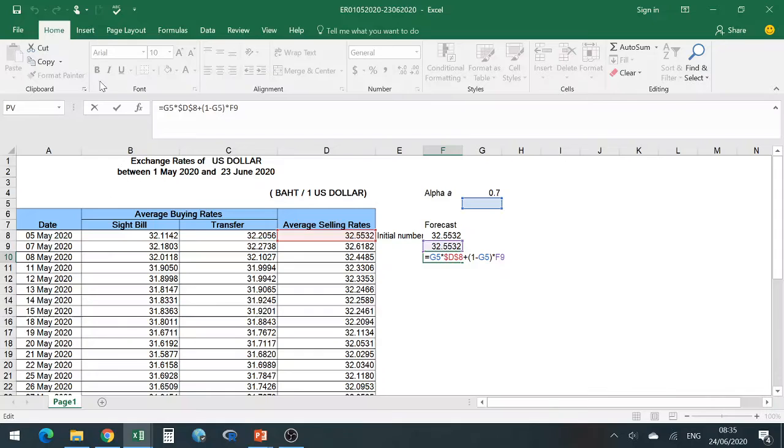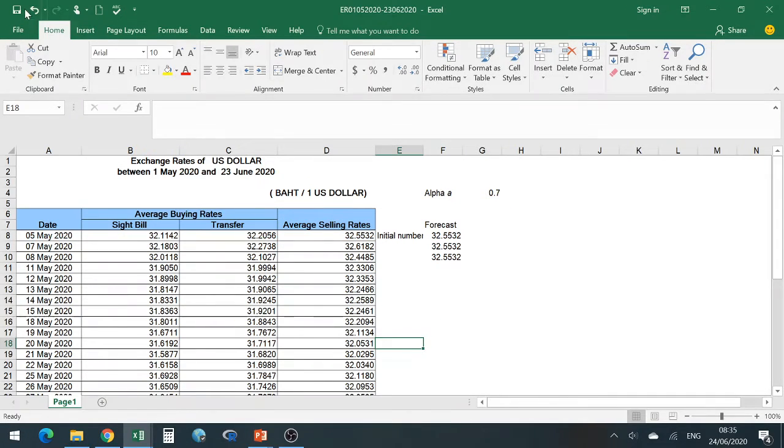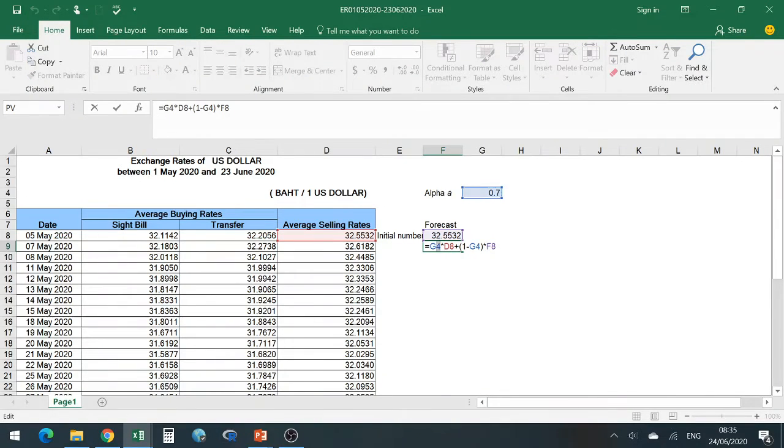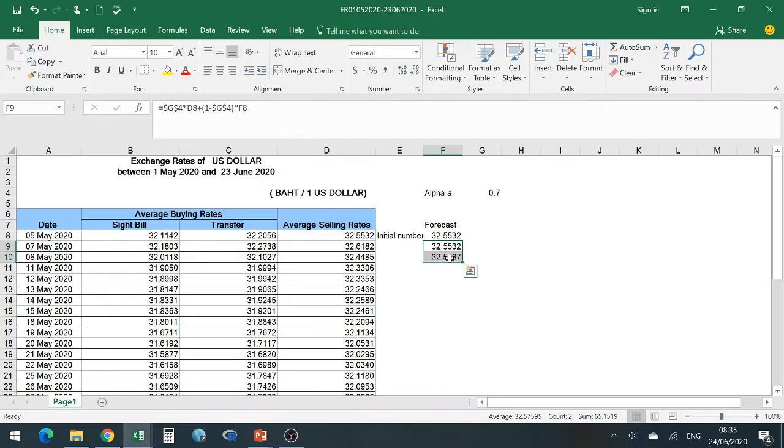Sorry, I made a mistake. What I need to lock is alpha, G4. So this, you need to lock this one as well. Then the next day is going to be alpha times actual yesterday plus 1 minus alpha times forecast yesterday.